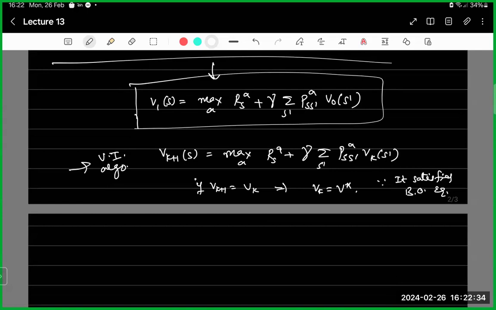Any doubts till this point? Are you understanding or you lost?